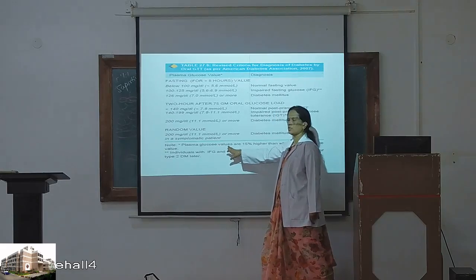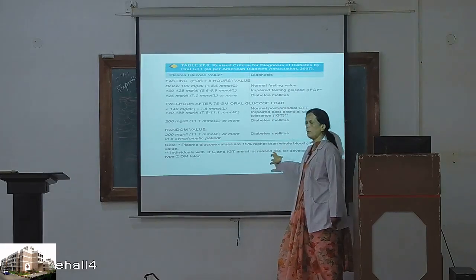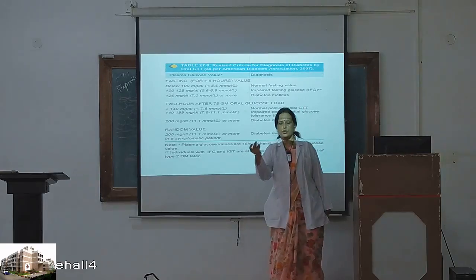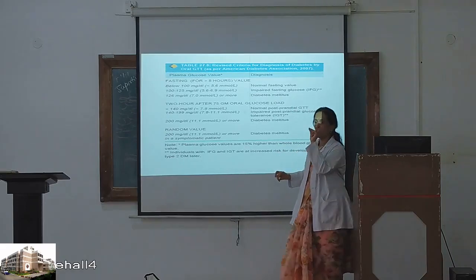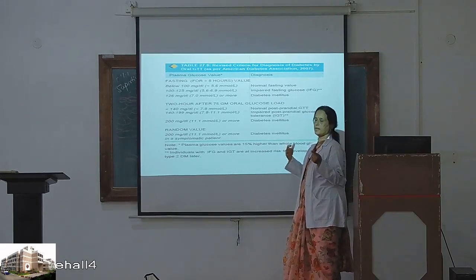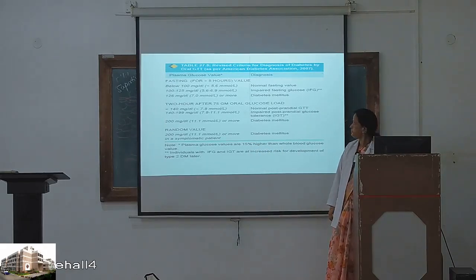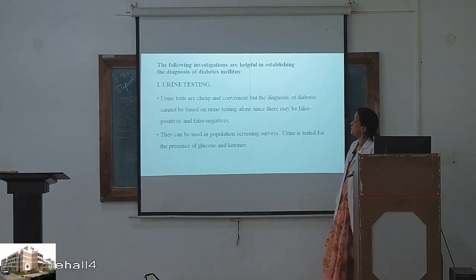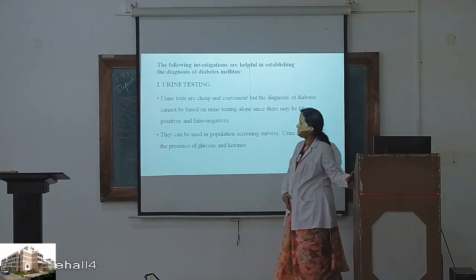And you should know what samples are taken. If plasma glucose is taken for estimation, these values are 15% higher than the whole blood value. Glucometers you have seen, where we just puncture and take, that is whole blood. It could be about 10 milligrams less than what we get with the plasma values. So the following investigations are helpful in establishing the diagnosis of diabetes mellitus.